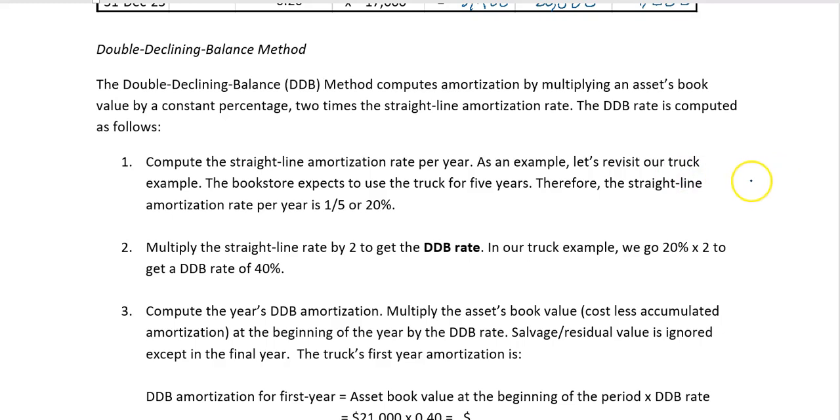Step 1. Compute the straight line amortization rate per year. As an example, let's revisit our truck example. The books are expected to use the truck for 5 years. Therefore, the straight line rate is 1 over 5. So 1 divided by 5 years, which works out to 20%. Multiply the straight line rate by 2 to get the DDB rate. In the truck example, we go 20% times 2 to get a DDB rate of 40%. So 1 over 5 works out to 20%. Multiply by 2, we get 40%.